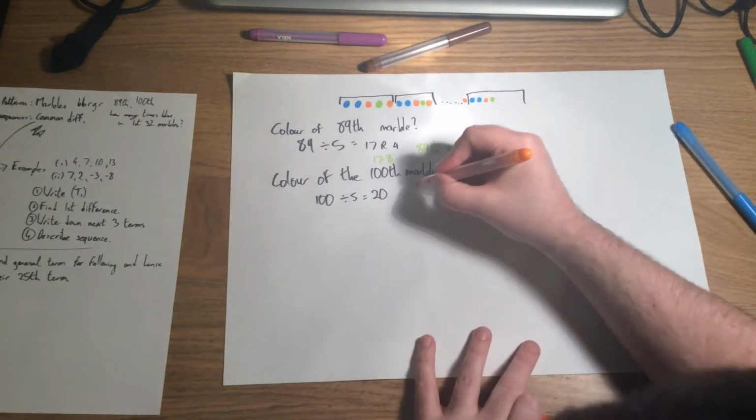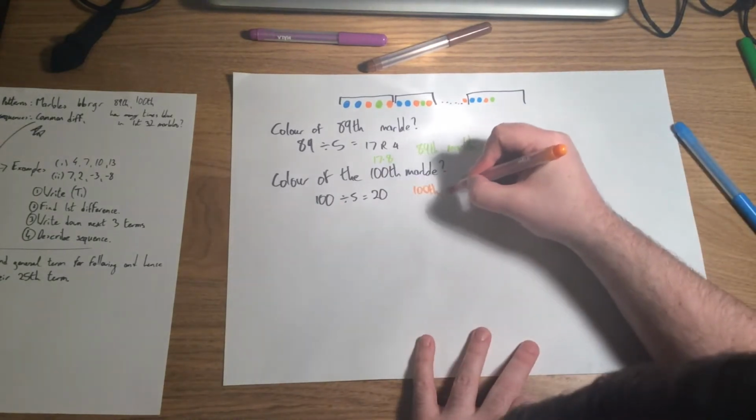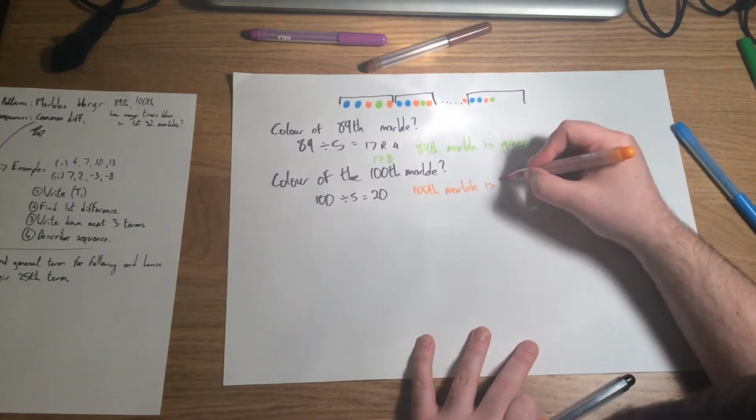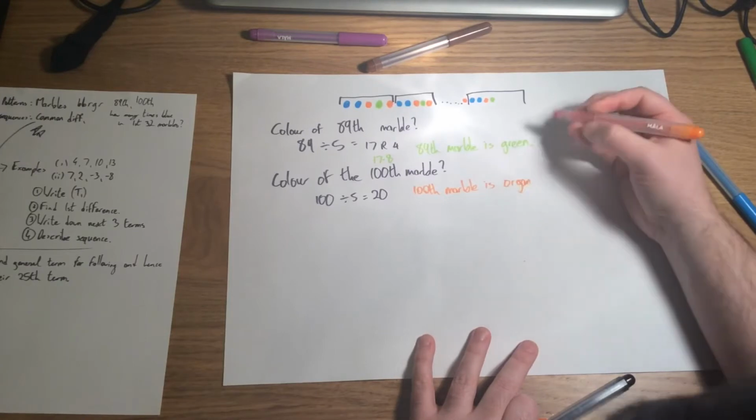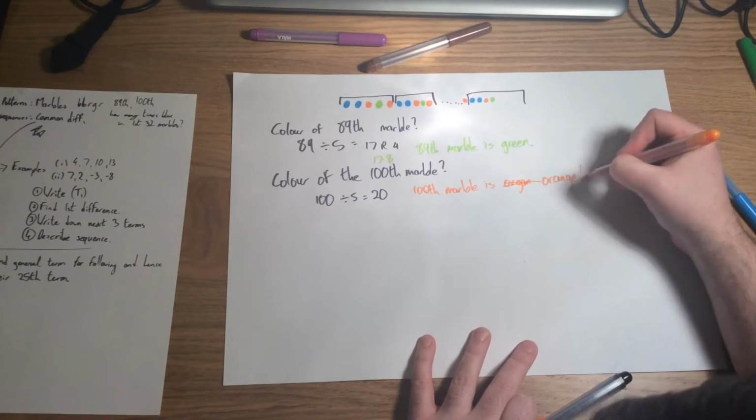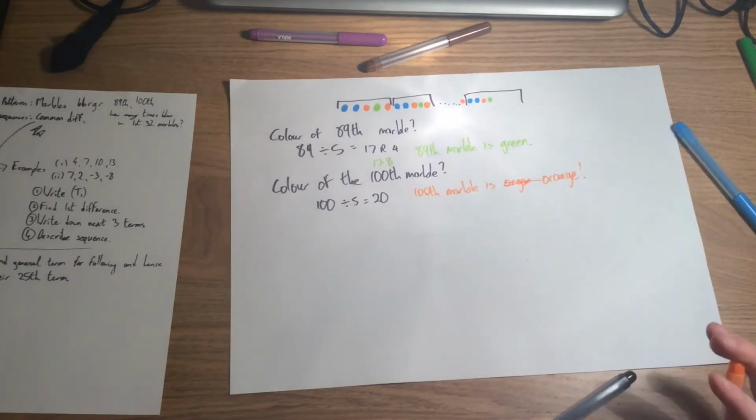So the 100th marble is, what did we say it was? Orange. Sure, look at me, I'm drawing it. Okay, the 100th marble is orange.